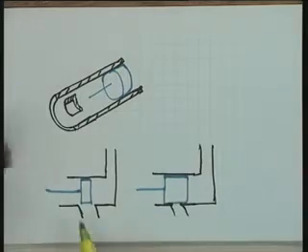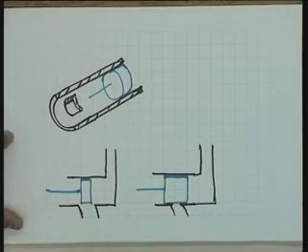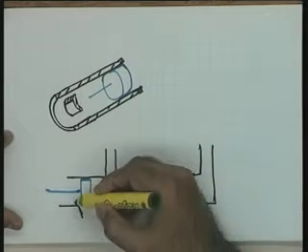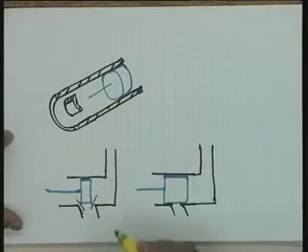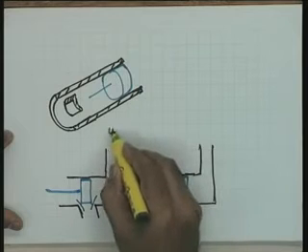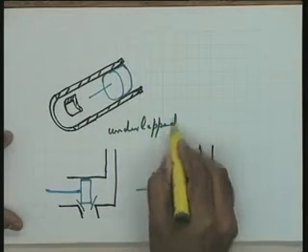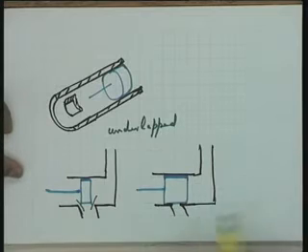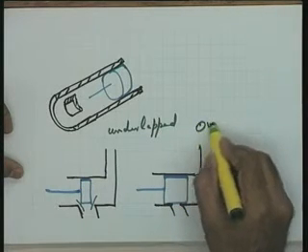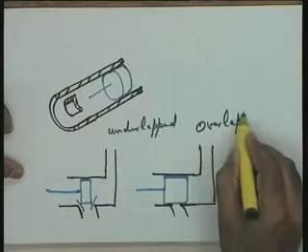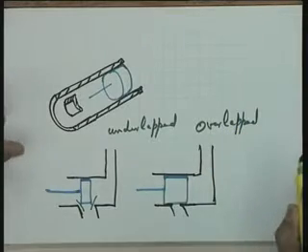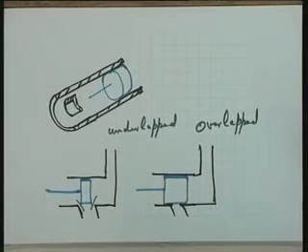This is the spool land and this is the control port. This does not cover it fully, and this particular construction is referred to as underlapped. This is an underlapped construction. In this particular case, it covers it more than required, and this is the overlapped construction. Both the constructions are in use.